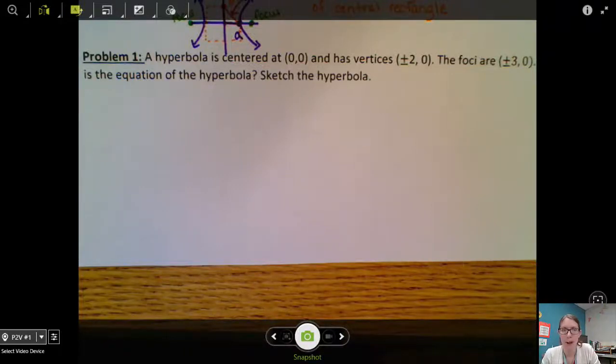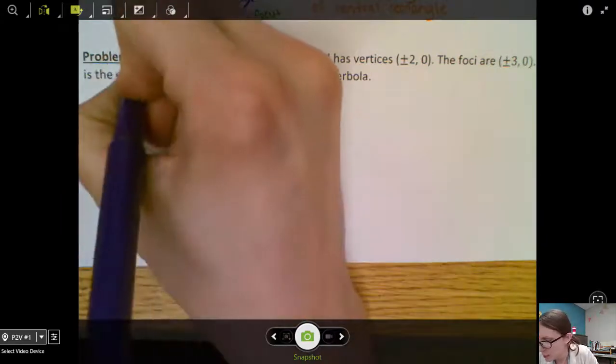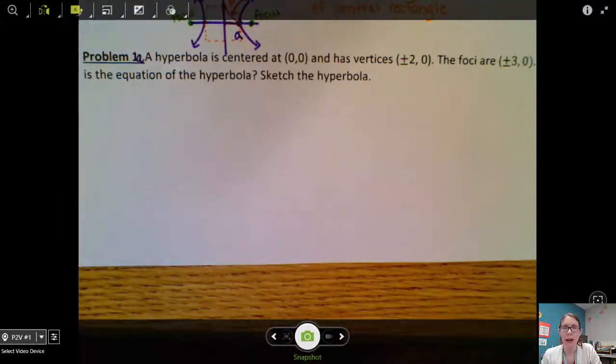Okay, problem 1, we have a hyperbola, and this is really problem 1A. I'll do the example that goes with it. We have a hyperbola centered at 0, 0. We have vertices at plus or minus 2, 0. The foci are plus or minus 3, 0. What is the equation of the hyperbola? And then we want to sketch what our hyperbola looks like.